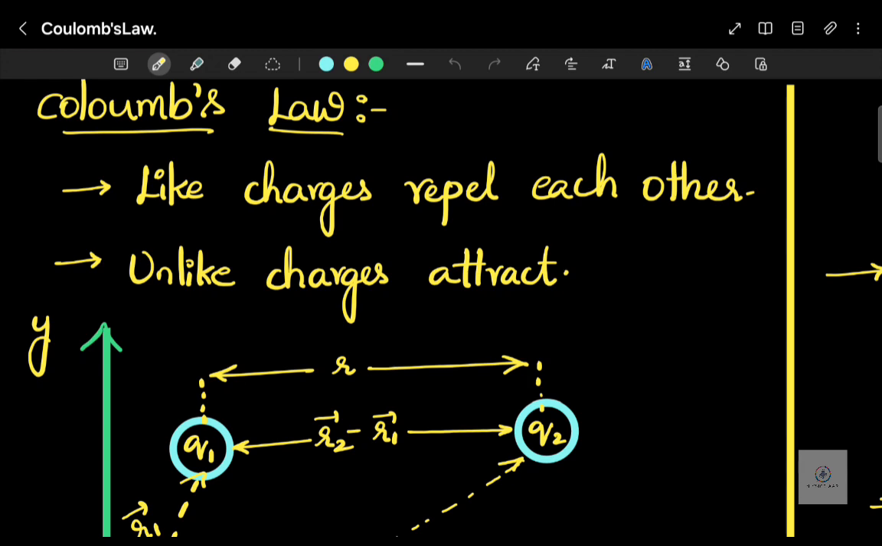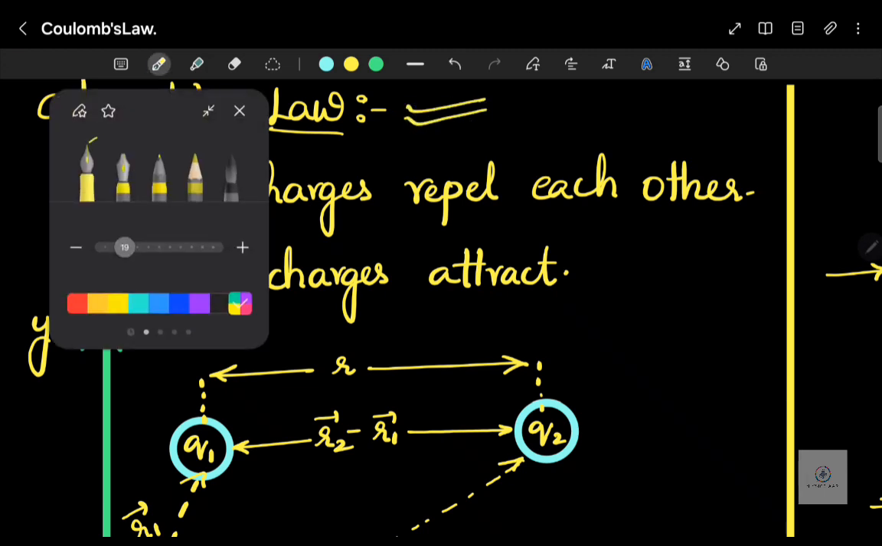In the previous video, if you remember, we discussed what is meant by a charge, the different types of charge, as well as the different properties of charge. The next topic is Coulomb's law, which is a very important concept in your class 12 NCERT syllabus.